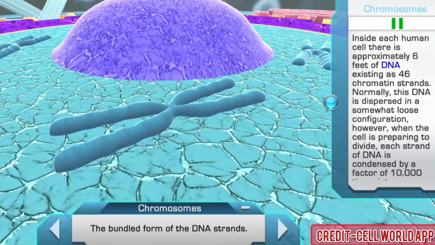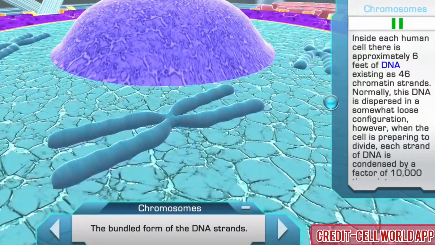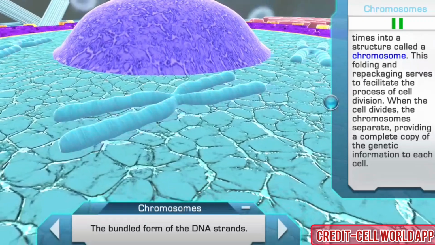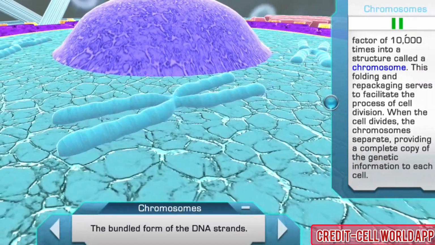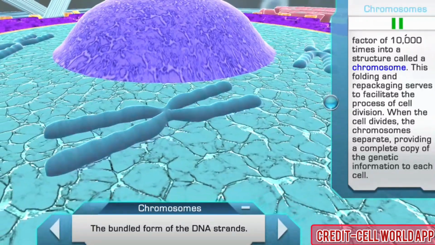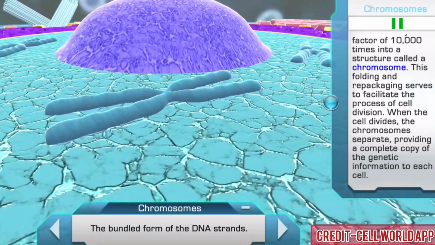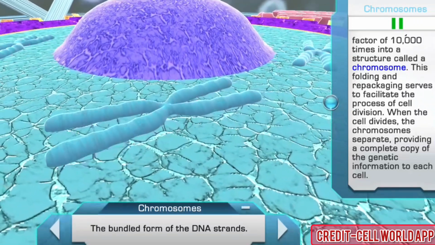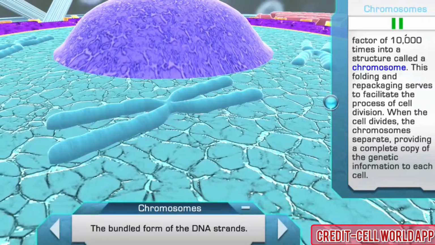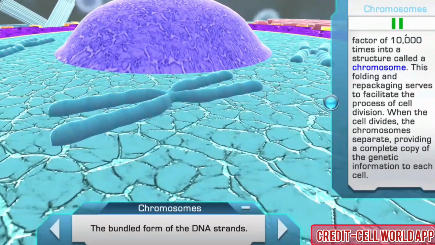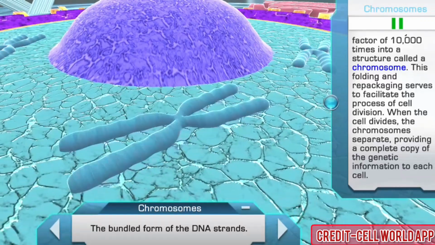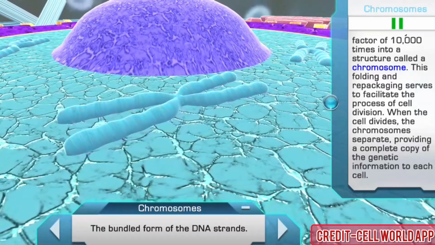Speed of DNA existing as 46 chromatin strands. Normally, this DNA is dispersed in a somewhat loose configuration. However, when the cell is preparing to divide, each strand of DNA is condensed by a factor of 10,000 times into a structure called a chromosome. This folding and repackaging serves to facilitate the process of cell division. When the cell divides, the chromosomes separate, providing a complete copy of the genetic information to each cell.